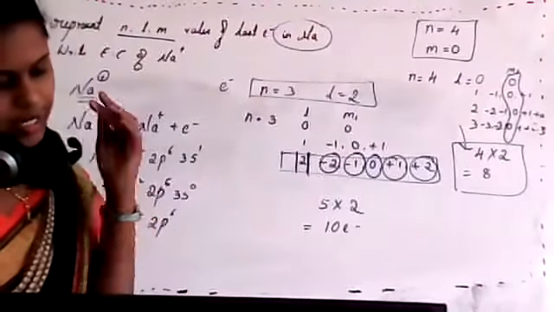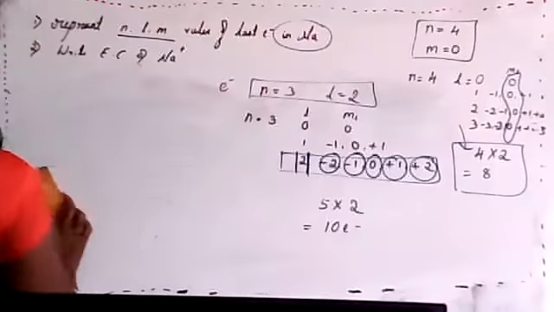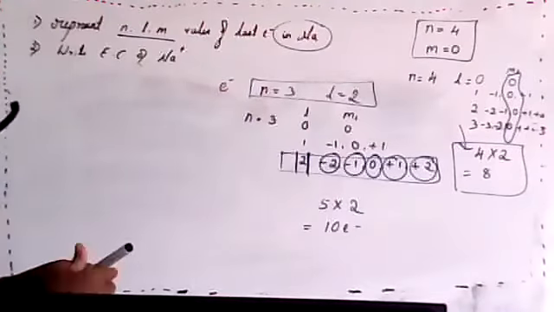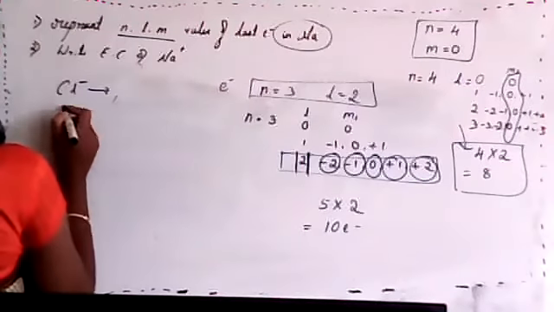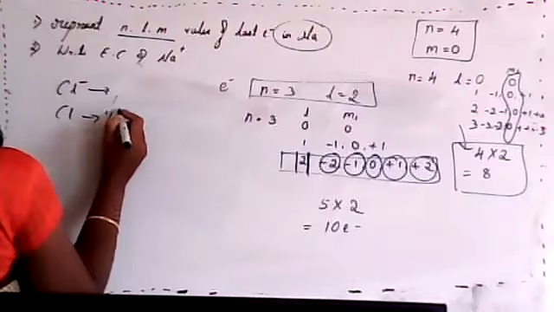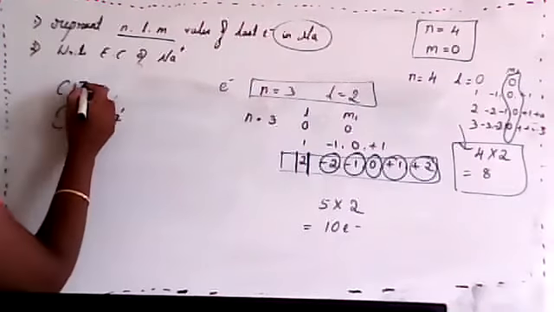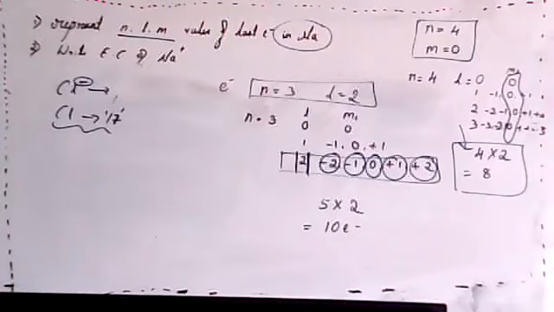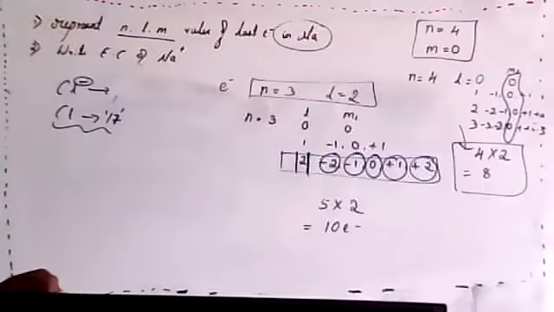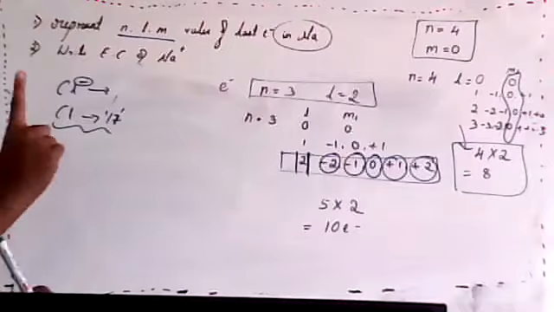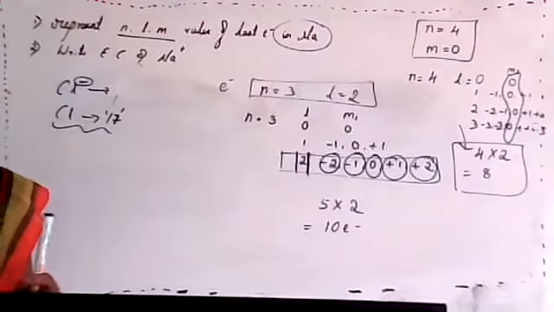So if the question is to write the electronic configuration of Cl minus, with Cl having atomic number 17, so just try to write. What is Cl minus, students? What do you mean by Cl minus? One electron was gained or lost by the Cl? Gained, isn't it? So there must be one extra electron.